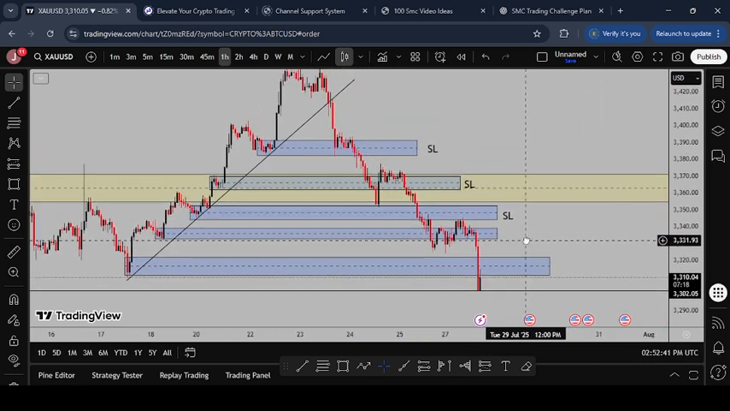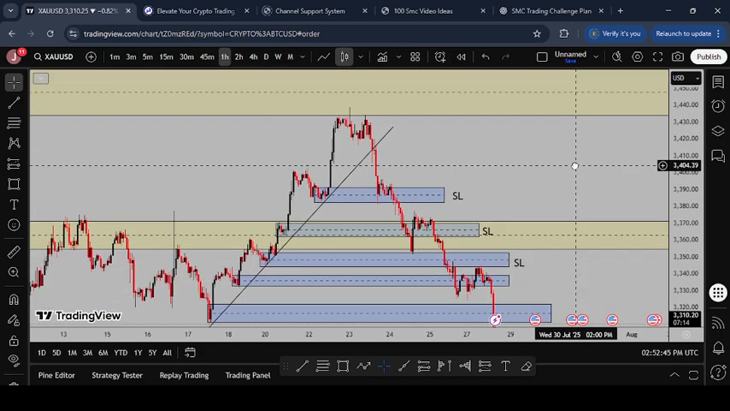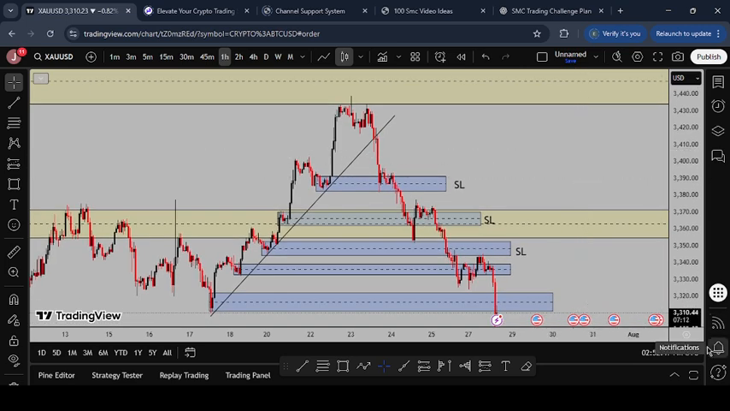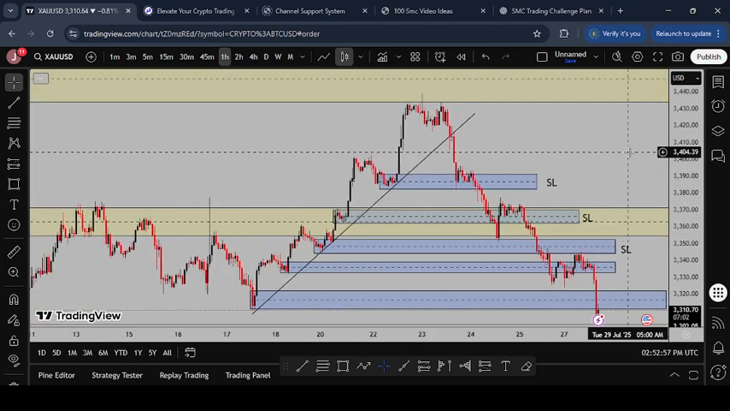SL. So having a directional bias helps you. I'm not saying it's going to give you 100%, that you're going to make 100% trades, that you're not going to hit SL. That is not what I'm saying. It's going to reduce this kind of trades.